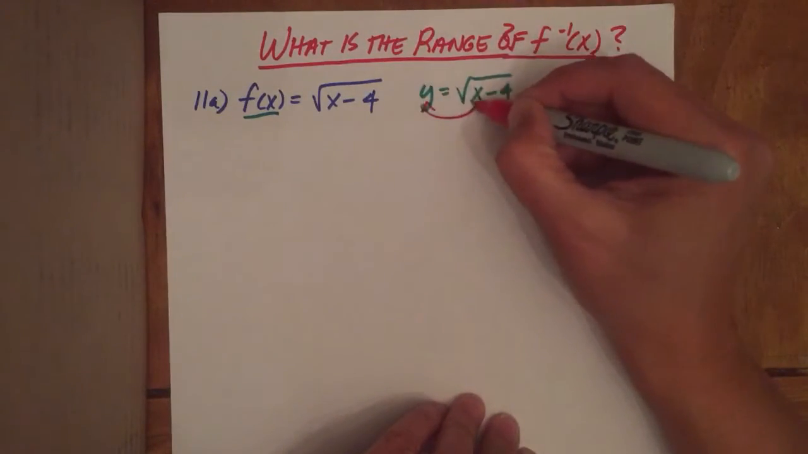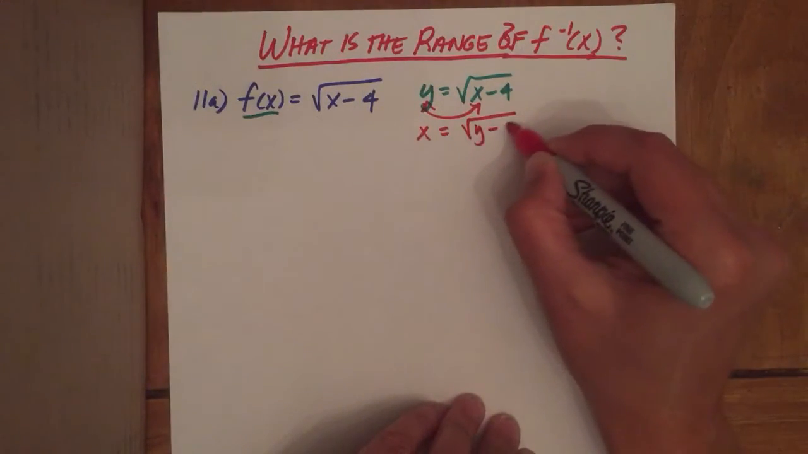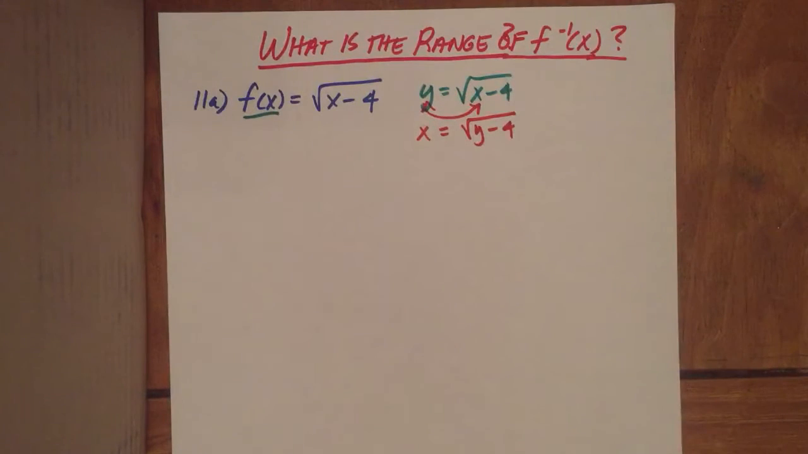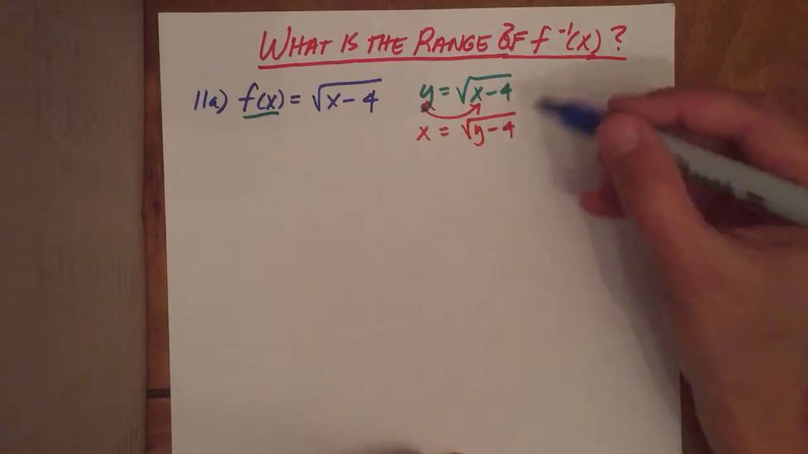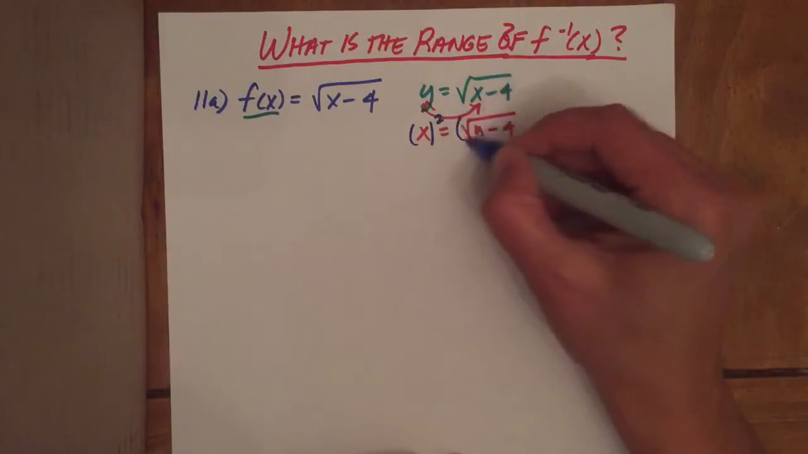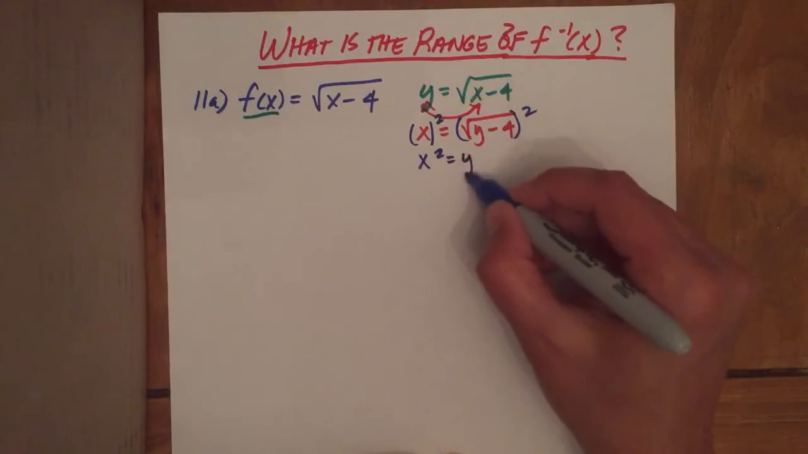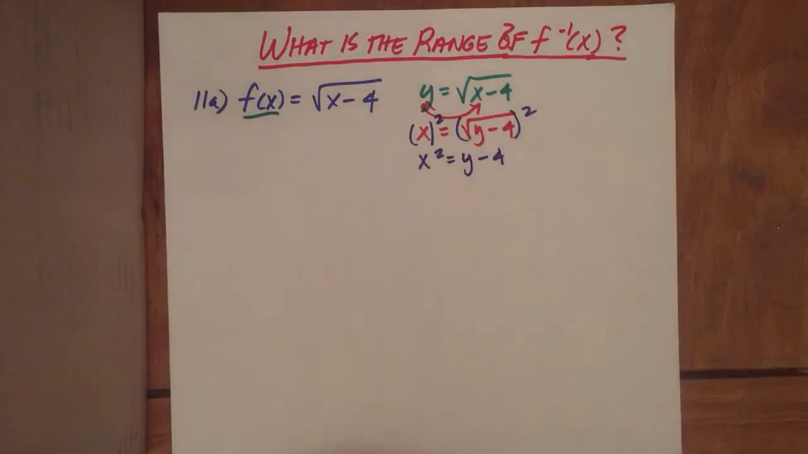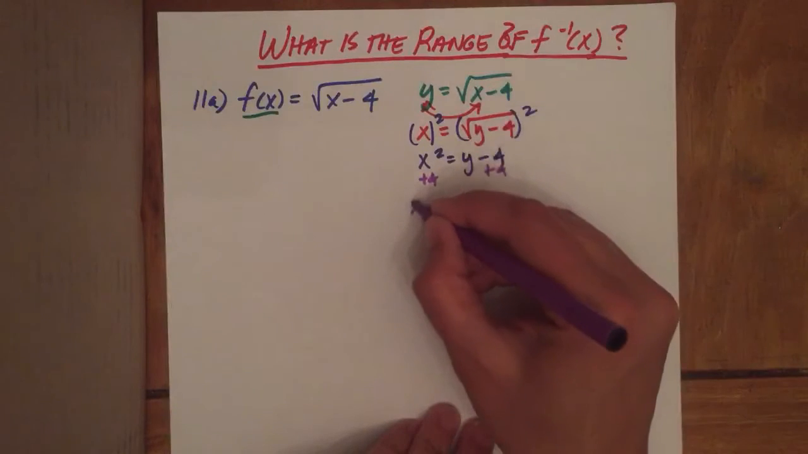Remember, for an inverse function, domain and range switch places. So that becomes x equals the square root of y minus 4. And if you remember talking back at our operations, we have a square root here. The inverse operation is to square it. So I'm going to square both sides. That gives me x squared equals y minus 4. And then my last step is simply to add 4 to both sides.